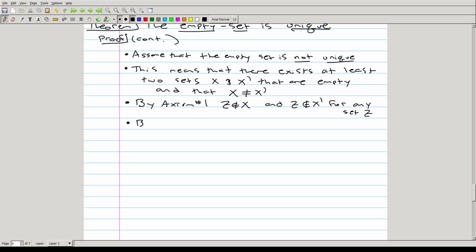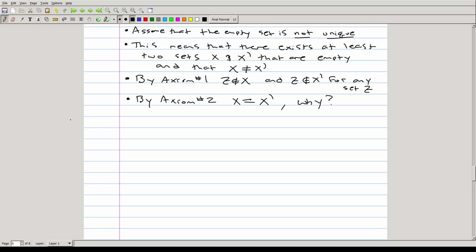But by axiom 2, X has to equal X prime, which is a contradiction, and thus we've proven the empty set is unique. Now, the question you might be asking is, well, why is this true? Why does X have to equal X prime under these assumptions? And the answer is actually quite clever, and it relies fundamentally on the implication operator.